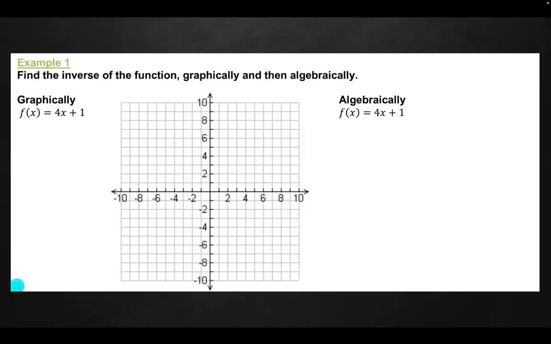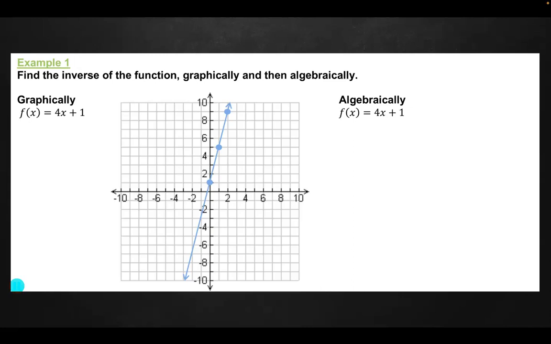So the first example is we're going to find the inverse of this function, f of x equals 4x plus 1. We're going to find it graphically as well as algebraically. So the first thing we want to do is graph our original function. My y-intercept is 1, slope is 4 over 1, and then I'm going to make a few dots, and then I'm going to make my line.